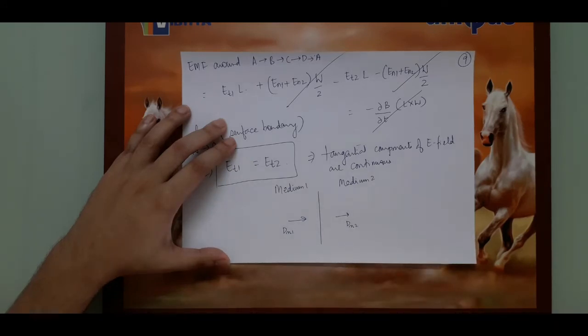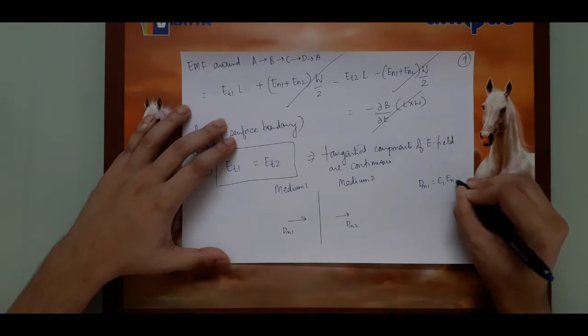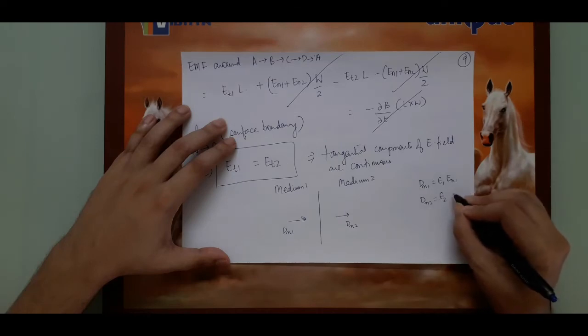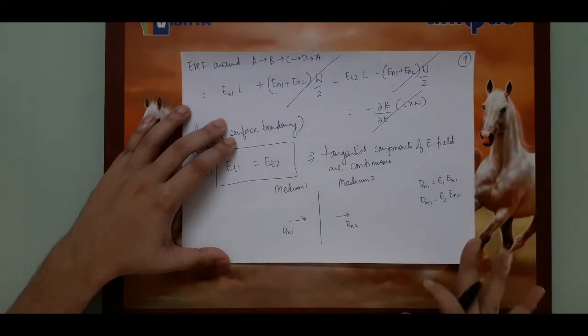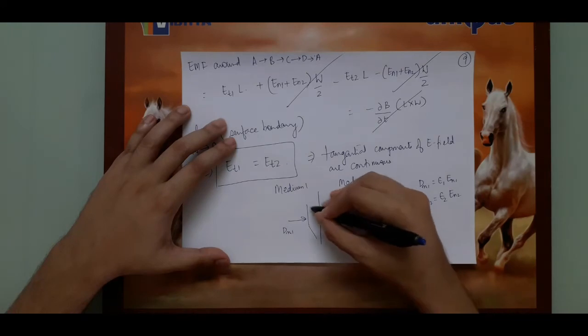Why? Because if you assume that the two media are isotropic, then Dn1 is epsilon 1 times En1 and Dn2 is epsilon 2 times En2. So therefore there is almost a kind of linear relationship between the two. And the other reason why I am going for D rather than E is because it will be easier to apply Gauss law. So let us say this normal is incident on some surface at the boundary.